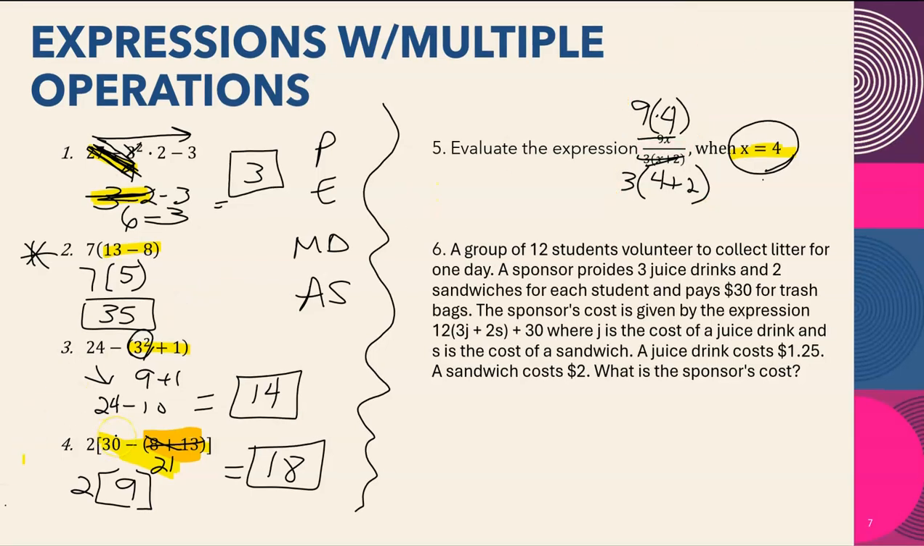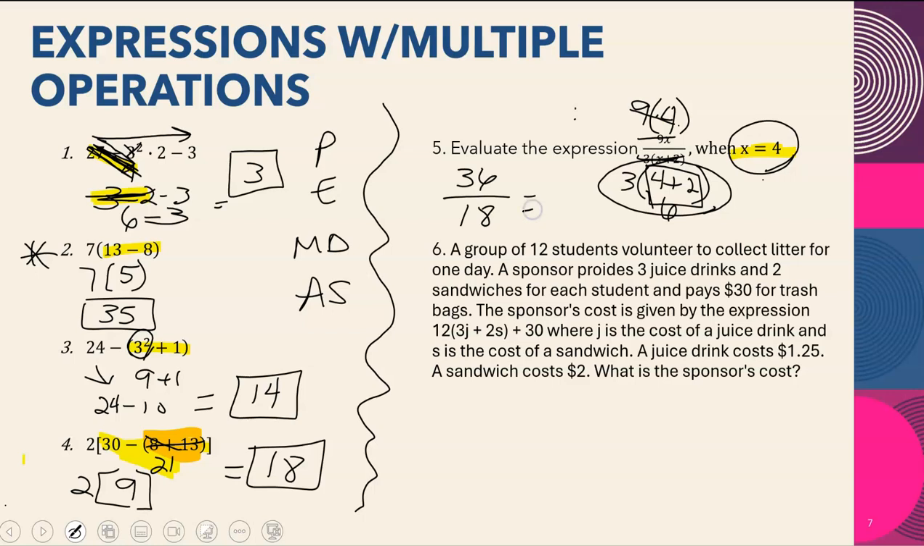Starting with the numerator, we got 9 times 4, 36. I'm going to write that over here. Okay. And then on the denominator, we have 3 times the quantity 4 plus 2. So we're going to do that 4 plus 2 inside the parentheses, get 6. 6 times 3, we get 18. Finally, we're going to do that division, which is 36 divided by 18, and we're going to get simple 2.